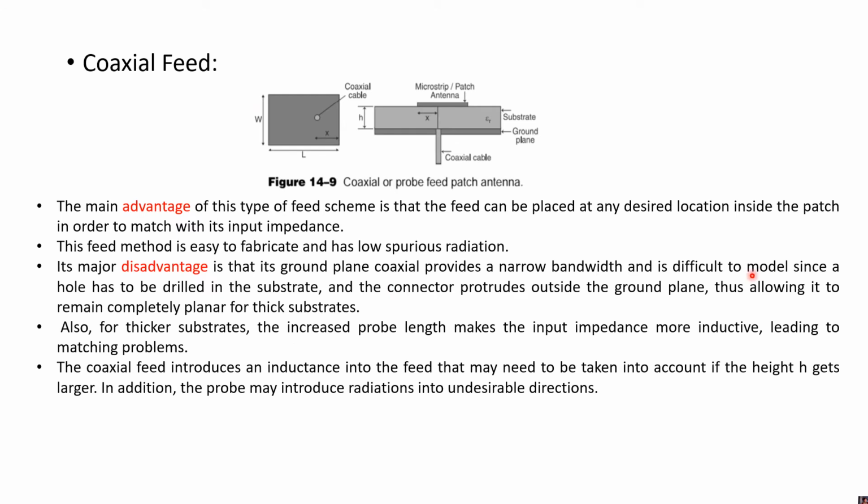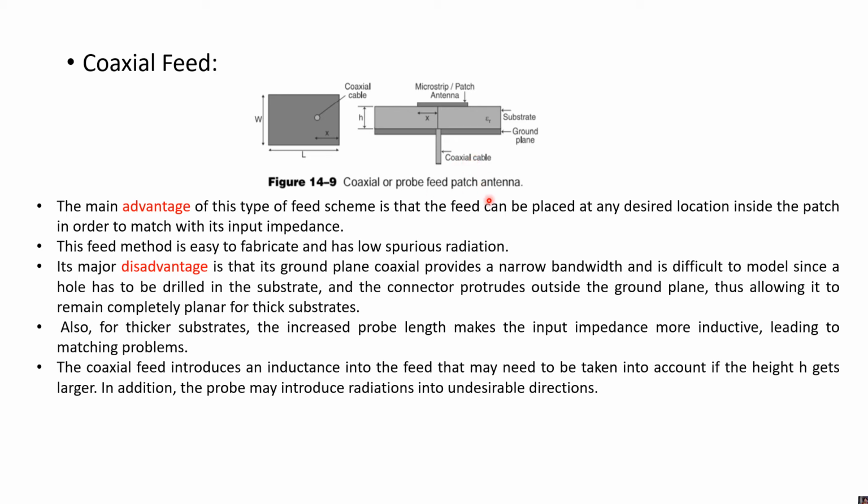The other method is coaxial feed. This is a very popular method. In this case, you have the inner conductor of the coaxial connector. It extends through the dielectric and is soldered to the radiating patch, while the outer conductor is connected to the ground plane. The position of the feed can be altered to control the input impedance. The main advantage of this method is that the feed can be placed at any desired location inside the patch in order to match its input impedance, and it is easy to fabricate and has low spurious radiation.